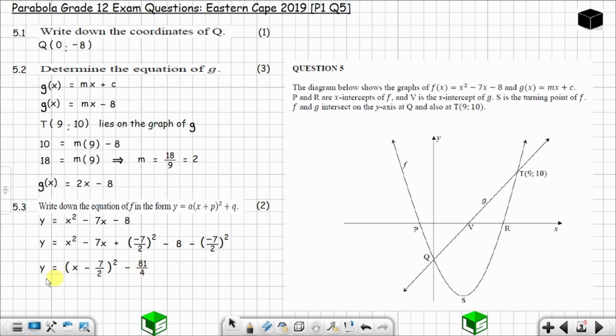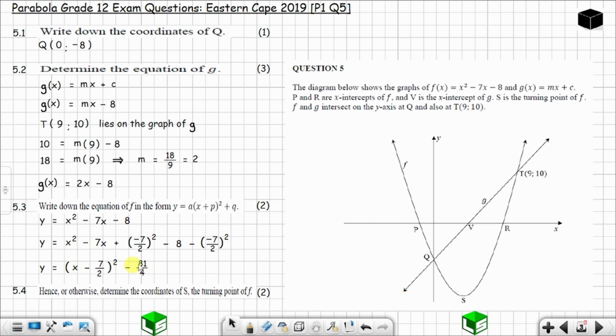Now 5.4: hence or otherwise determine the coordinates of S, the turning point of f. The question is 2 marks. You are requested to determine the coordinates of S. There's S. S is the turning point of f. You don't need to do the calculations.